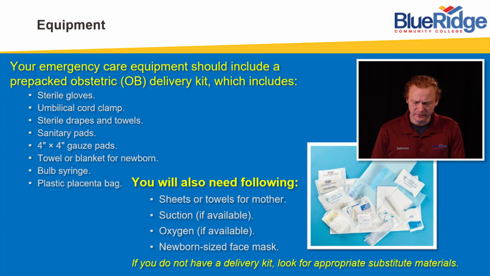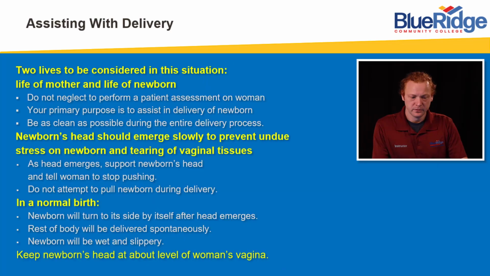Be as clean as possible during the entire delivery process. Do not touch the vaginal area except during delivery. So during the progression of delivery, the newborn's head should emerge slowly to prevent undue stress on the newborn and tearing of the vaginal tissue. As the head emerges, support the newborn's head and tell the woman to stop pushing. Do not attempt to pull during the delivery.